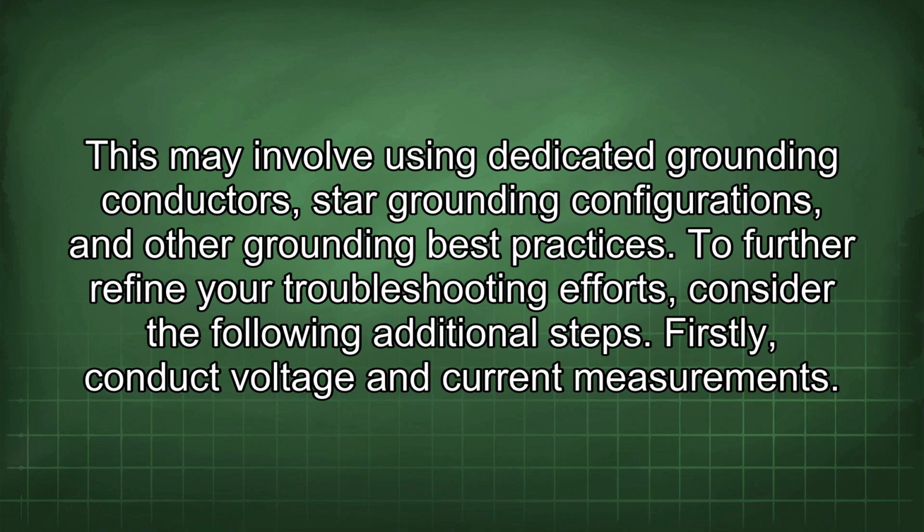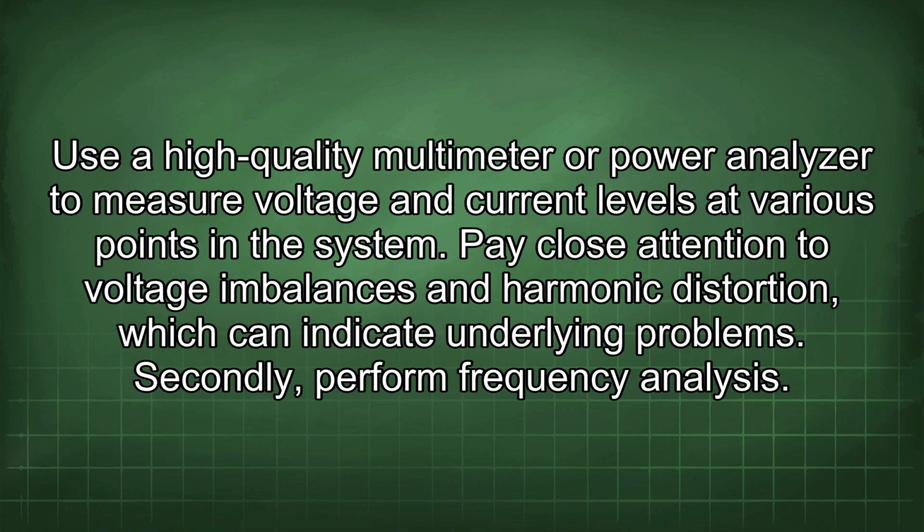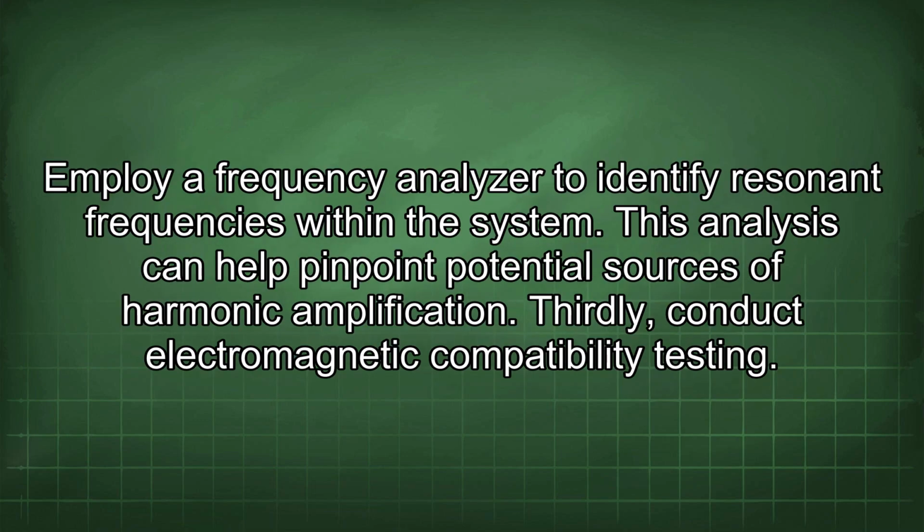To further refine your troubleshooting efforts, consider the following additional steps. Firstly, conduct voltage and current measurements. Use a high-quality multimeter or power analyzer to measure voltage and current levels at various points in the system. Pay close attention to voltage imbalances and harmonic distortion, which can indicate underlying problems. Secondly, perform frequency analysis. Employ a frequency analyzer to identify resonant frequencies within the system. This analysis can help pinpoint potential sources of harmonic amplification.